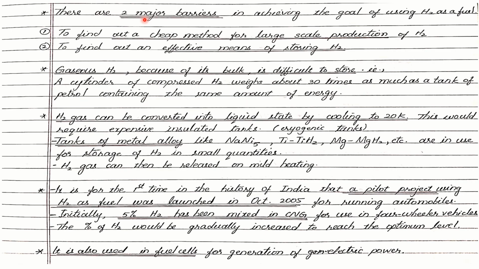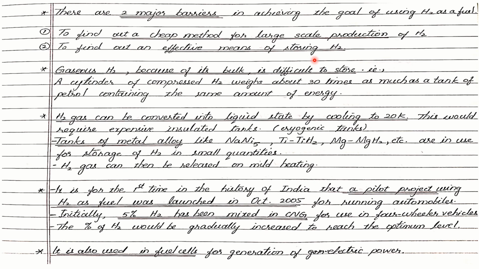Although usage of dihydrogen as a fuel seems to be very promising to us, there are four major barriers in achieving the goal of using hydrogen as a fuel. The first barrier is to find a cheap method for large-scale production of hydrogen, and the second is to find an effective means of storing hydrogen.